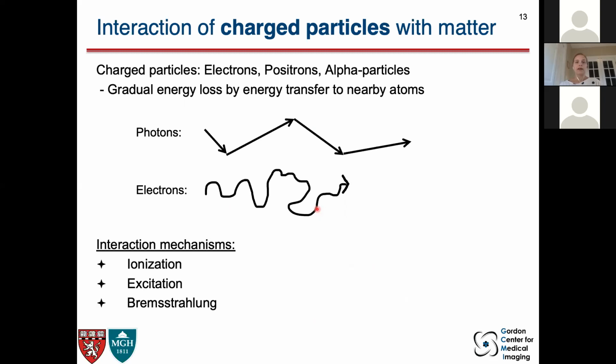So the range: while a photon can, depending on its energy and the material that it travels through, travel very long distances without anything happening, an electron will continuously lose energy. And the range of an electron is also smaller compared to the range of a gamma photon. The range is determined by the density of the material as well as the energy of the electron. So for this type of radiation, we have 3 interaction mechanisms. We have ionization, excitation, and bremsstrahlung.